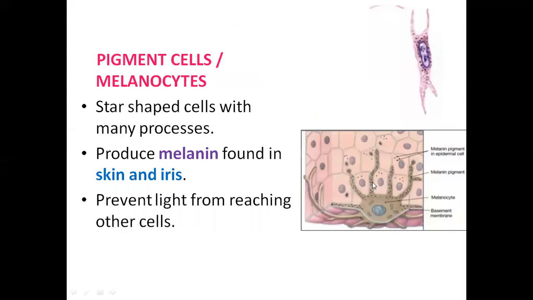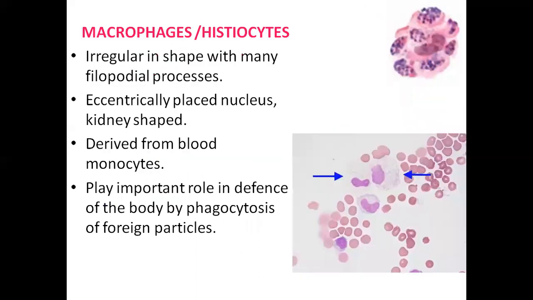Then coming to the other types of cells, we have pigment cells, melanocytes. Pigment cells or melanocytes are star-shaped cells. They have many processes, and they produce melanin pigment. These melanocytes we find in the skin and iris. They prevent light from reaching the other cells.